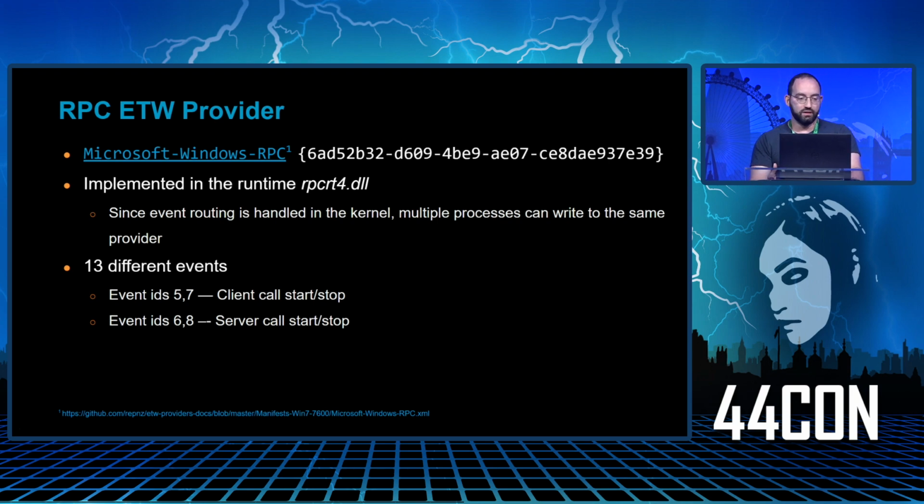Inside the RPC provider, we have 13 different events, but most of them are error events or debugging events, which are not that interesting. And we will focus on two events specifically, which are the client call start and the server call start. The events for call stop, client side and server side, are also interesting, but they only tell us the status of the call and not any other data. So we'll skip looking at them for this talk.